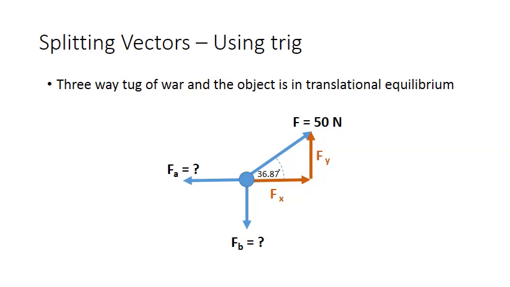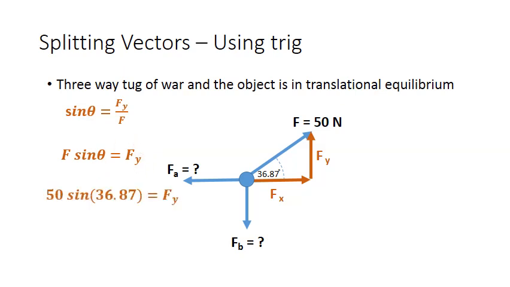Let's go find F sub y first, the vertical component of this guy. This is opposite of the angle, and I know the hypotenuse. So I want to use opposite and hypotenuse, that's sine. The equation for sine is the opposite side, which in this case is F sub y, divided by the hypotenuse, in this case F. I'm going to solve for F sub y, so I'm going to multiply both sides by F. I get this, and I can plug in some values, do my math, get an answer of about 30 newtons in the vertical direction.